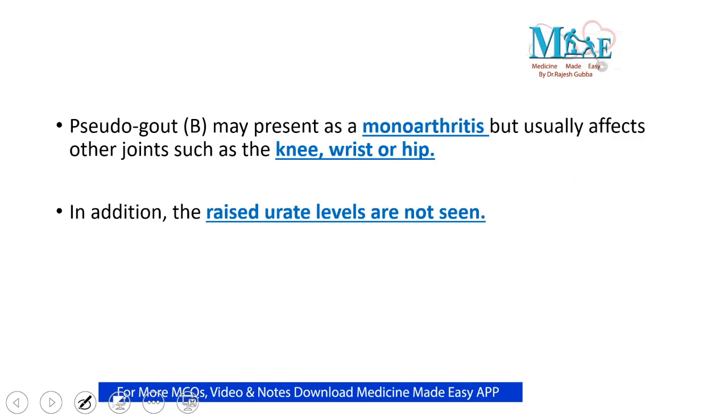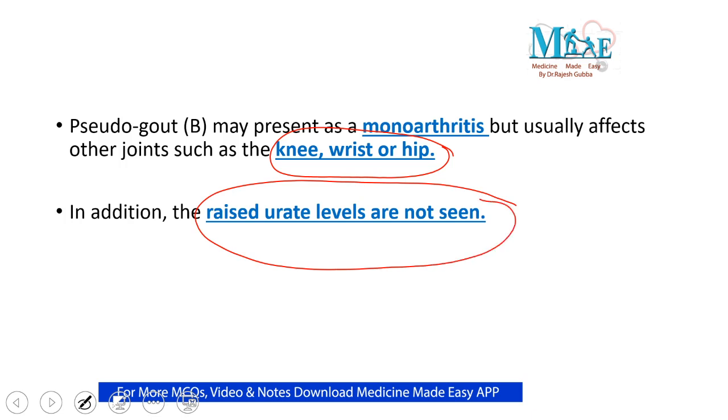You take pseudogout. Pseudogout is your second option. Pseudogout usually presents as monoarthritis. And the joint which is commonly affected in pseudogout is the knee, wrist or hip. But remember, in pseudogout, involvement of the first metatarsophalangeal joint is rare or unlikely. And not only that, in pseudogout, raised urate levels are not seen. So that is the reason why pseudogout is ruled out.